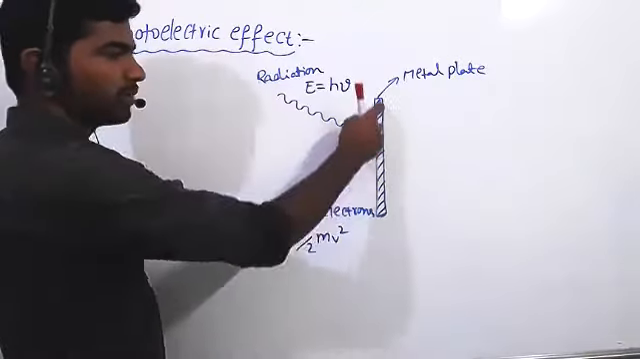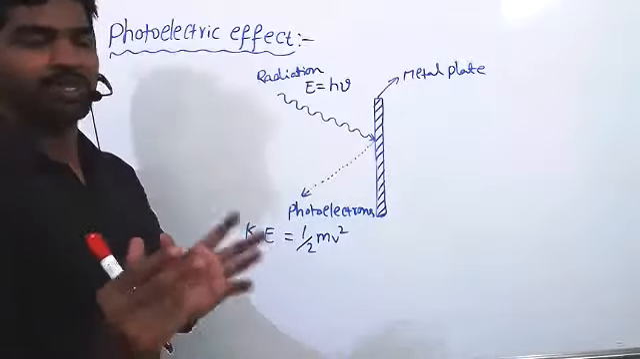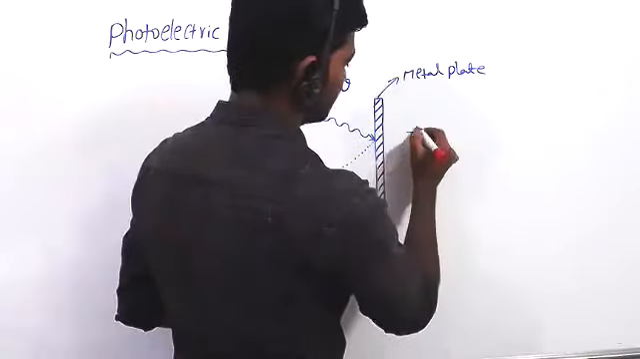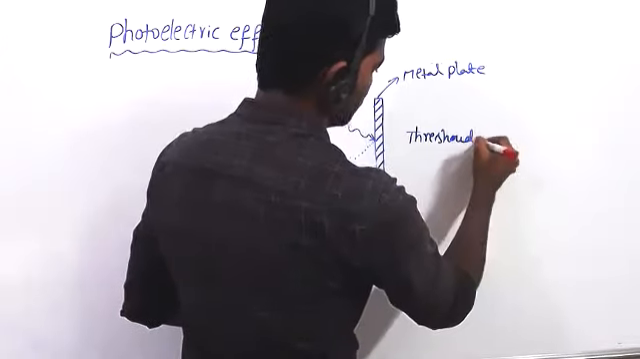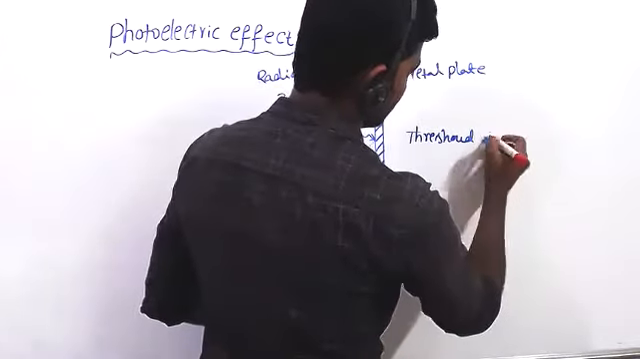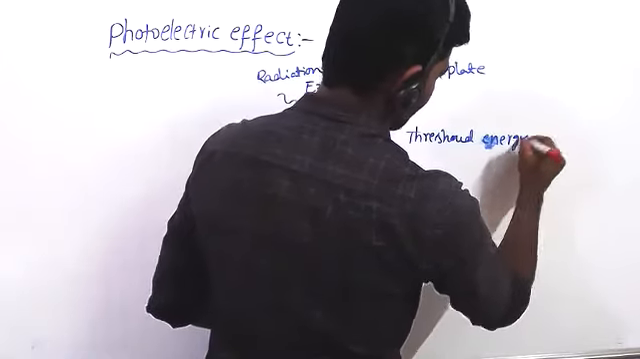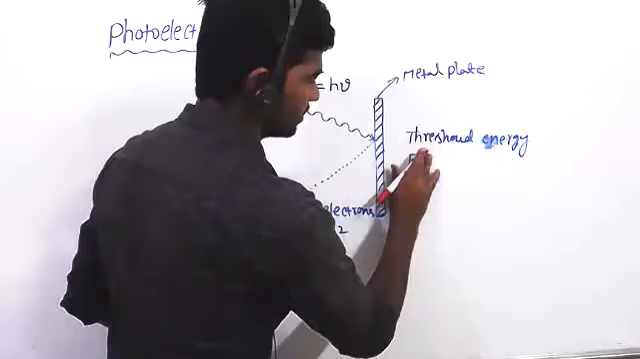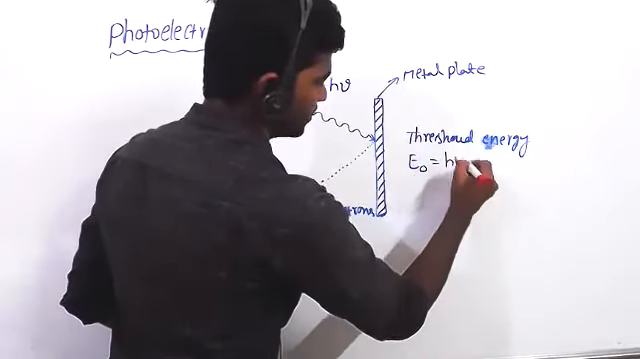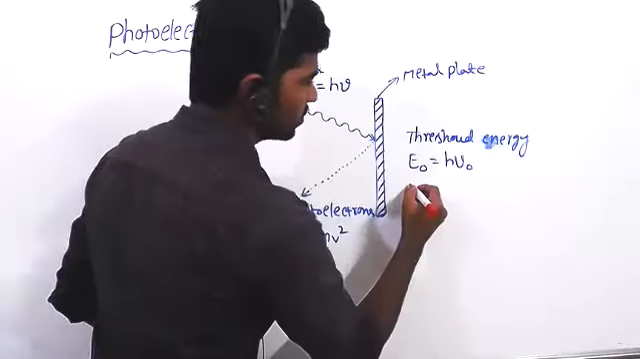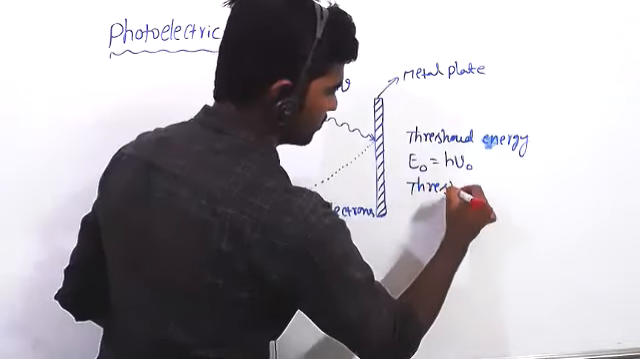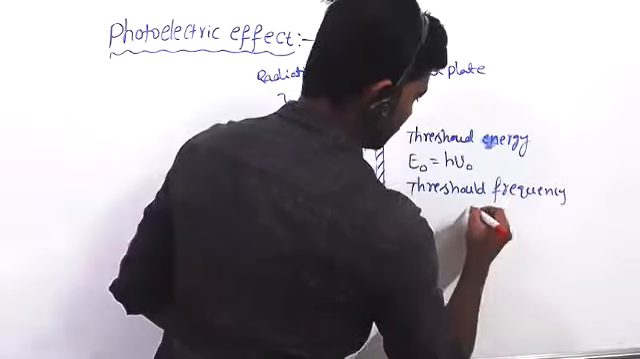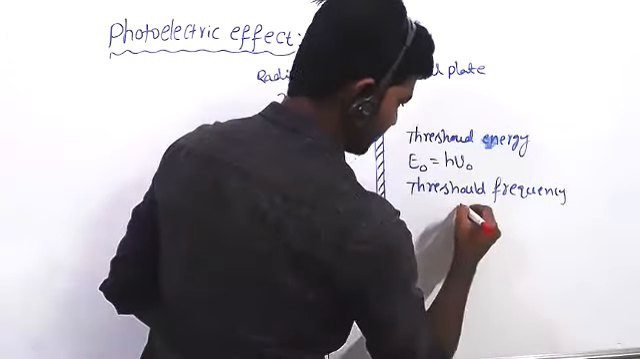To remove an electron from the metal plate, we must supply some energy, right? That energy we are calling threshold energy. This is the same formula, E is equal to h nu, but we write E naught. E naught is equal to h nu naught. Nu naught is the threshold frequency. Sir, can you repeat? Threshold frequency. You give notes, right? We should not write this. No, later you write. I will first explain this.